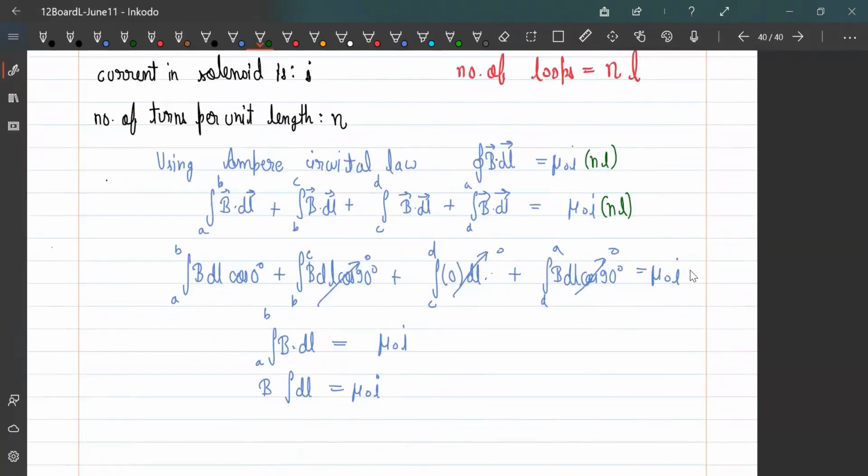So with mu naught I, you have to also write N into L. N into L is the number of loops. And the integration of dl will be L. So this is mu naught n i L. L cancels out. And the final value of the magnetic field you get is mu naught n i.